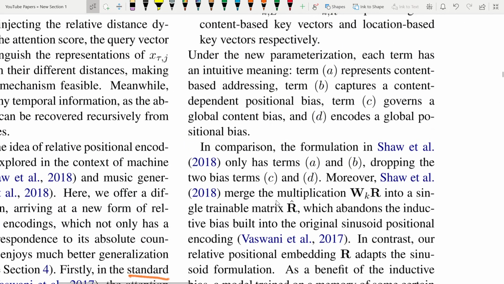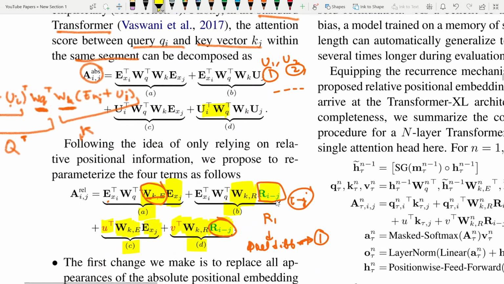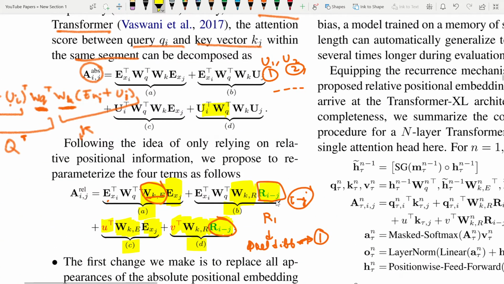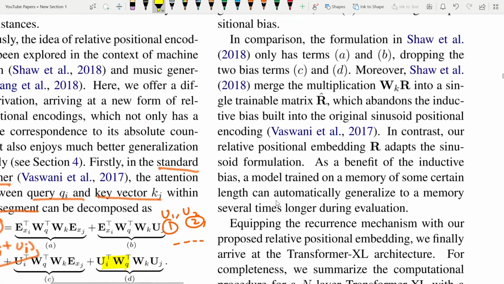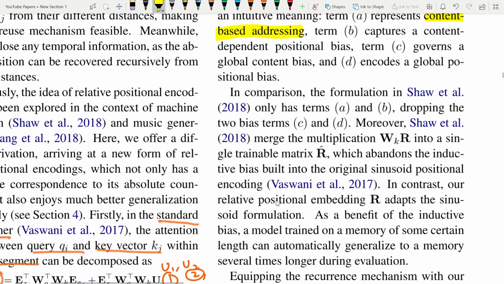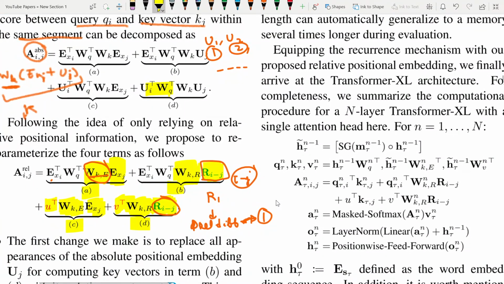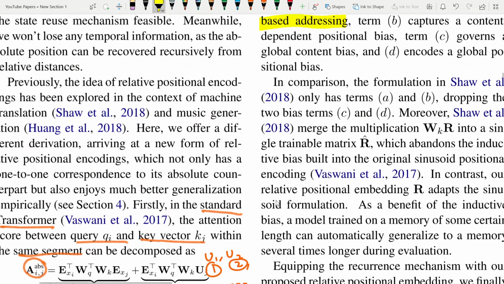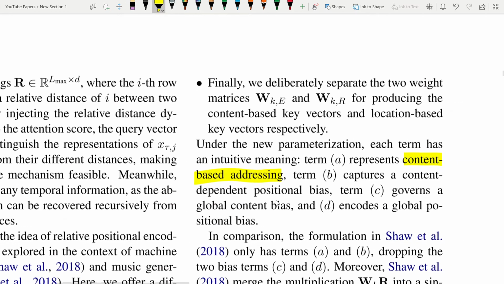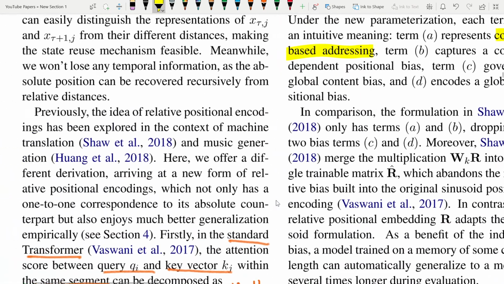A represents a content based addressing. Like A over here is totally content based. It's all embedding, right? It's all embedding out there. B represents a content dependent positional bias term. Right. So content based positional. So over here, as you can see, this is the content embedding and this is the position, right? All right. C is a global content bias and D is a global positional bias.